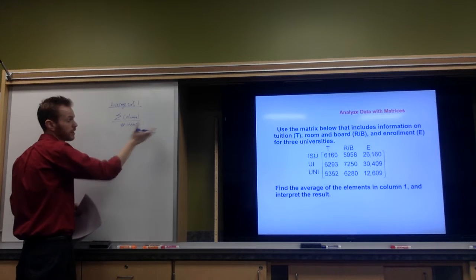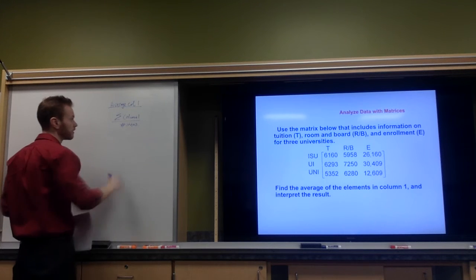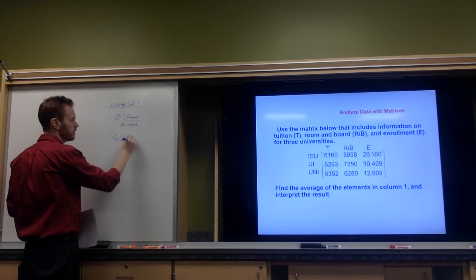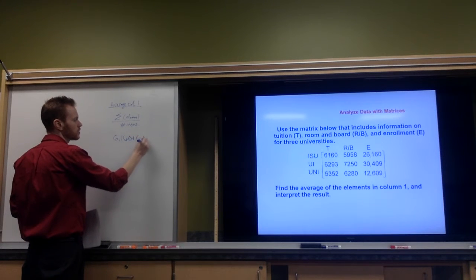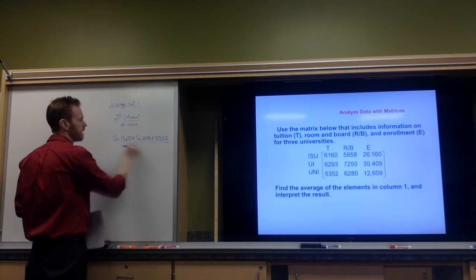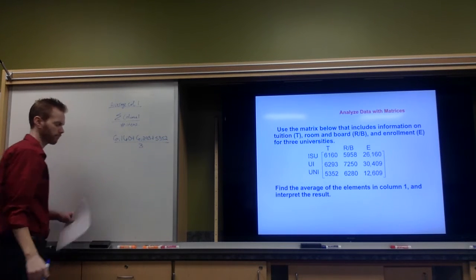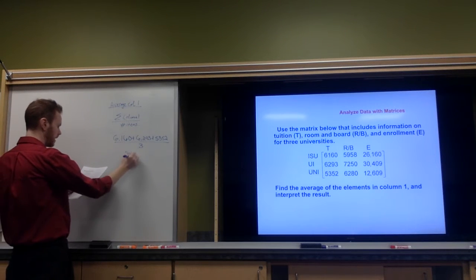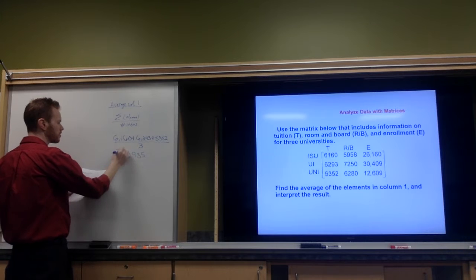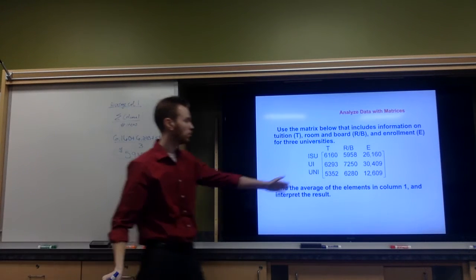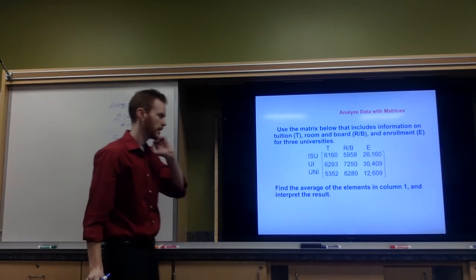Or in this case, the number of rows. So that's going to be 6,160, 6,293, 5,352 divided by 3. When you do this, the average comes out to be $5,935. So this is the average for column 1. If I add them up and divide by 3, that's the average.